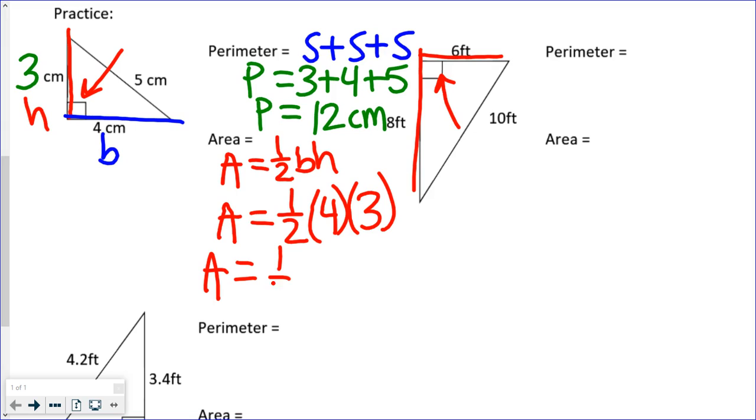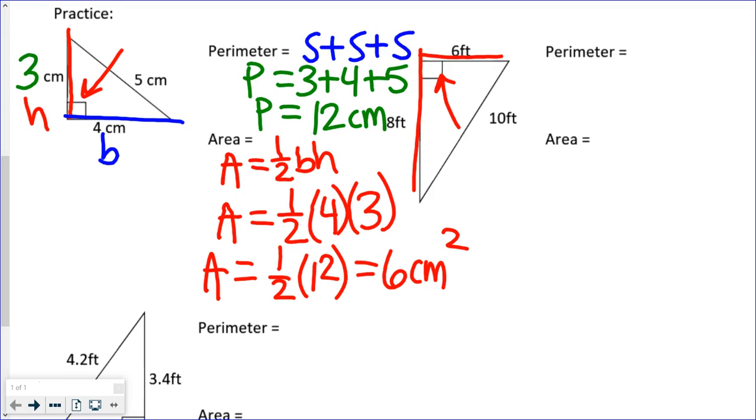So this becomes 1/2 times 12. Then it's just a matter of what's half of 12. Well, that's 6, and our unit is centimeters squared. So for this particular triangle, we have a perimeter of 12 centimeters, an area of 6 centimeters squared.